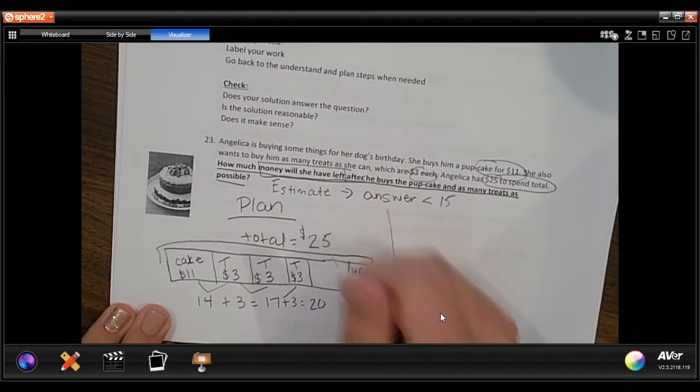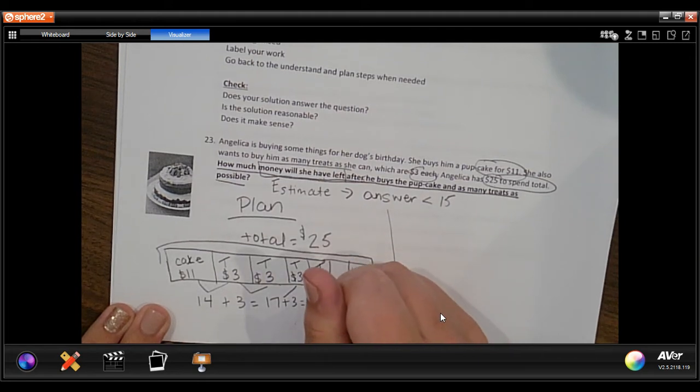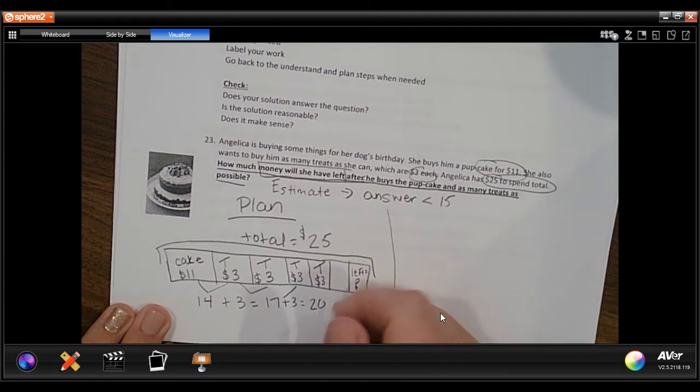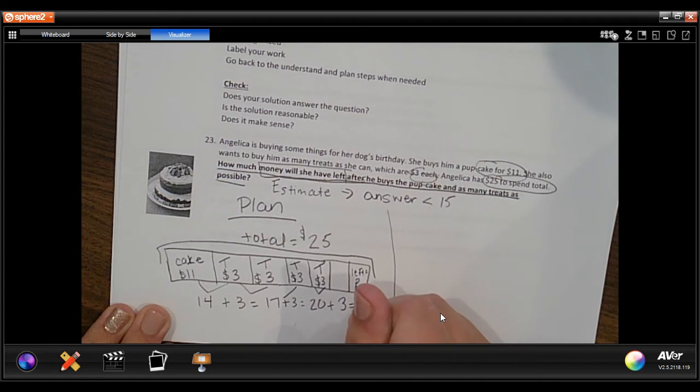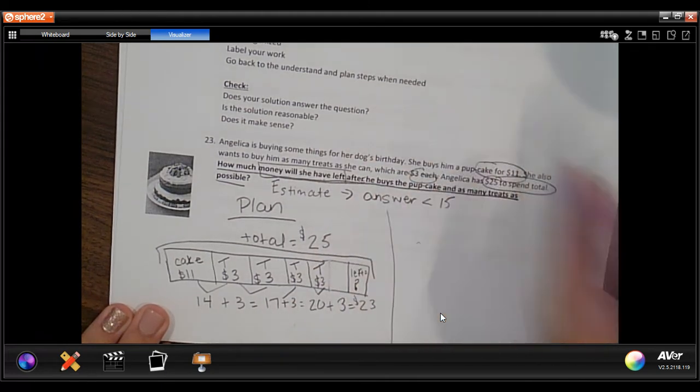I could still add another treat because they're only $3 and I've only spent $20 and I still have up to $25 total. $3 plus 3 more would be $23. Let's think now. The pup treats are $3 and I spent $23 so far. Can I buy another treat? Nope, because if I tried to put another treat in here, my answer would be $26. But I don't have $26. So I'm going to erase my line and I'm not going to add any more treats.